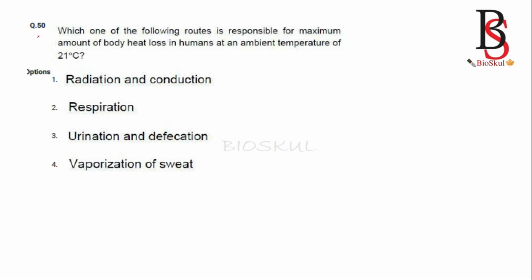Question number 15. This is the last question. Which one of the following routes is responsible for the maximum amount of body heat loss in humans at an ambient temperature of 21 degrees centigrade? So 21 degrees centigrade is a cold temperature. There is no chance of heat loss through respiration, so this is wrong. Urination and defecation for heat loss is wrong. Vaporization of sweat at 21 degrees is not related, and this option is also wrong.